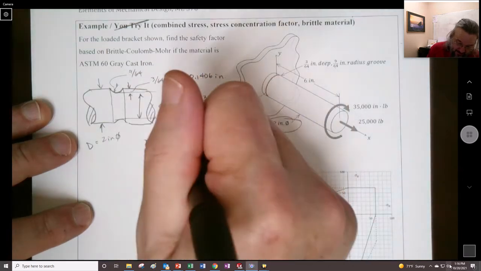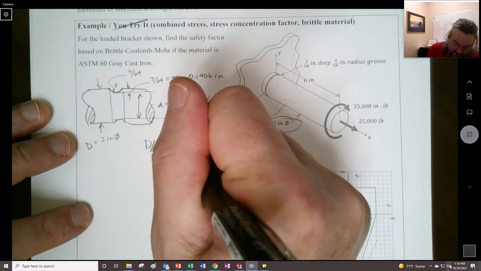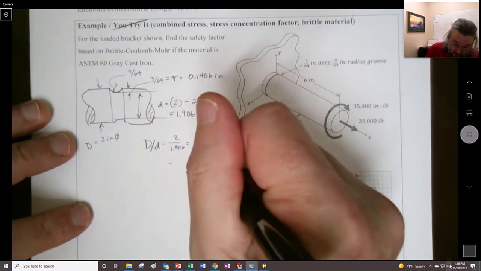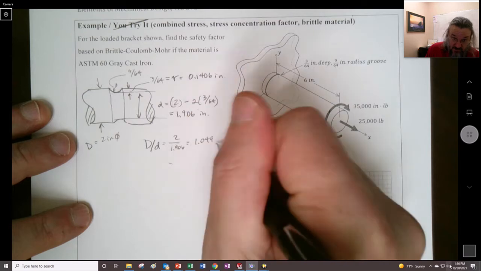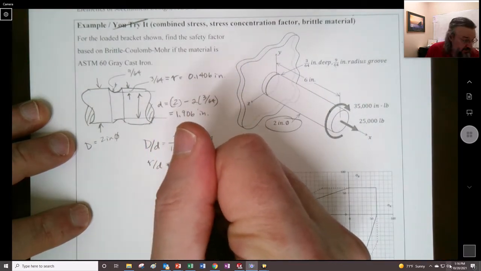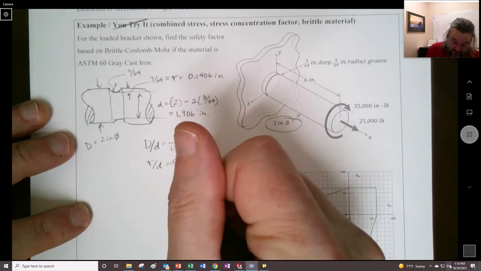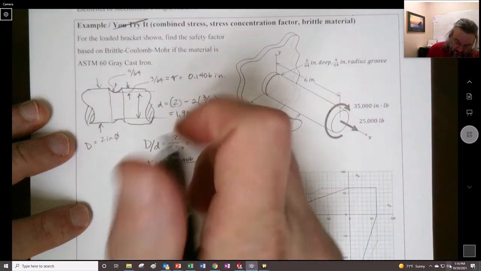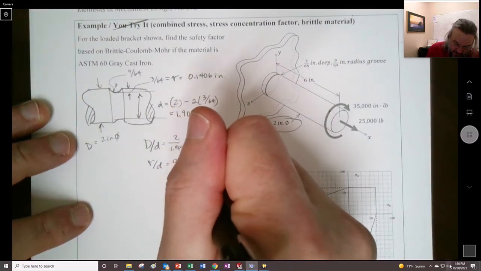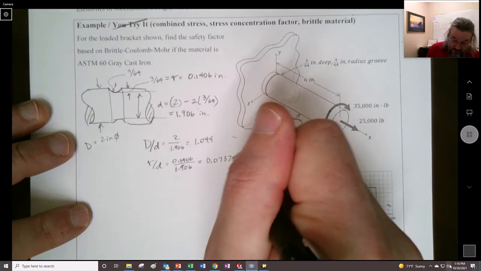So when we go to look up the stress concentration, we get D over d, 2 divided by 1.906, which is 1.049. R over d is going to be 0.1406 divided by 1.906, and we get 0.07378.